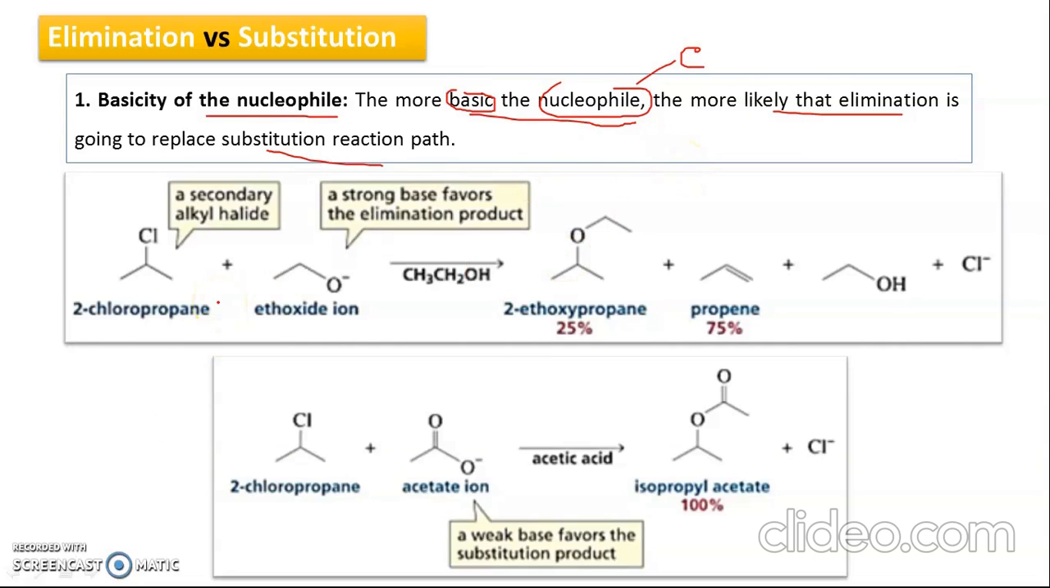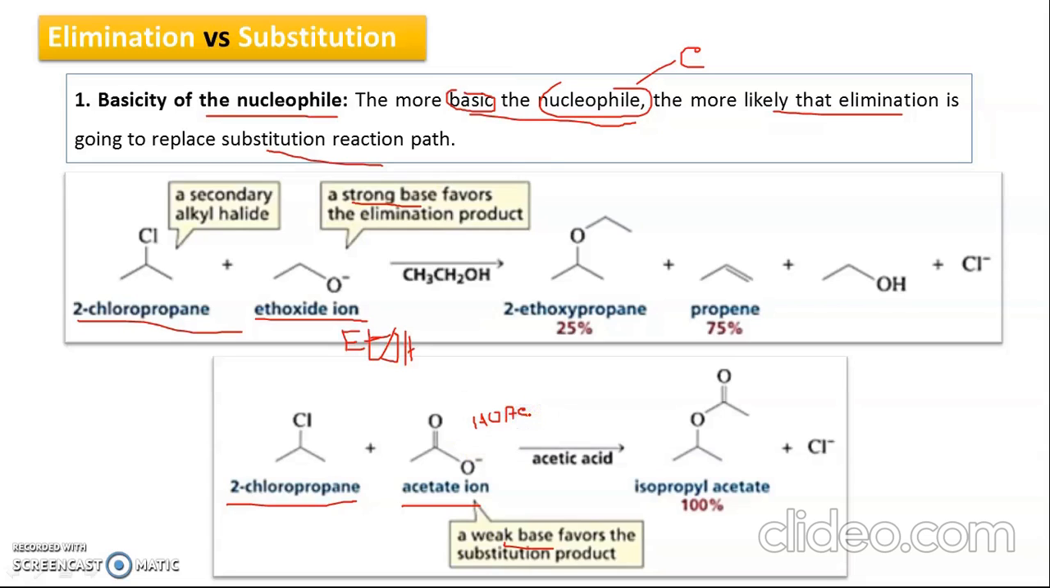So here we have an example. In both examples you can see the substrate is common, 2-chloropropane, but our base is different. Here it is EtO minus, the ethoxide ion, but here it is CH3CO2 minus, the acetate ion. Ethoxide ion, compared with acetate ion, is a strong base, and acetate is a weak base. How will you understand it easily? Think about the corresponding acid. If ethoxide ion is the conjugate base, the corresponding acid is EtOH, and in the case of acetate ion, the corresponding acid is HOAc, that is acetic acid.